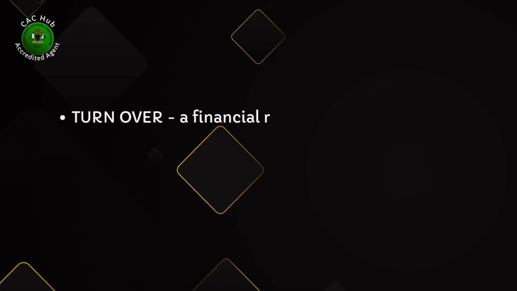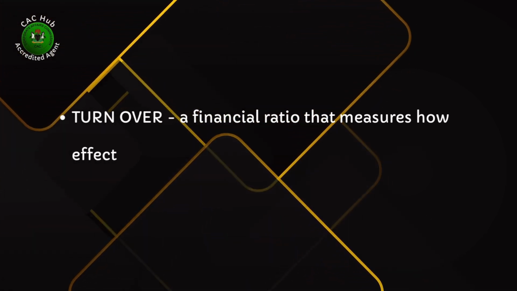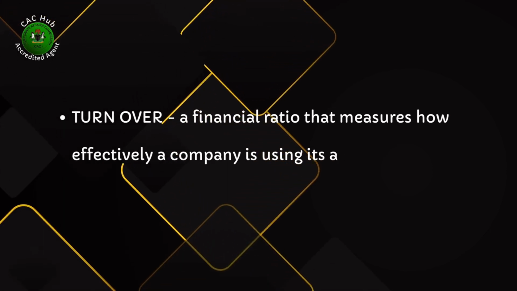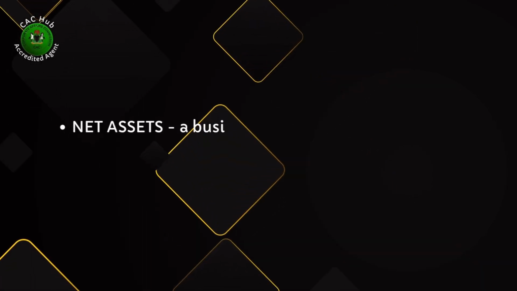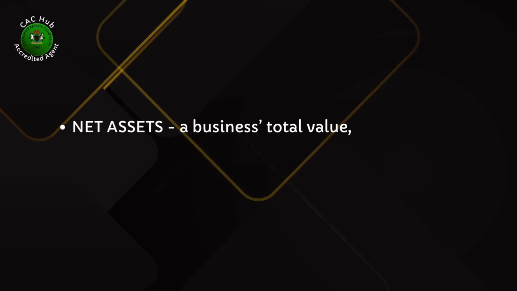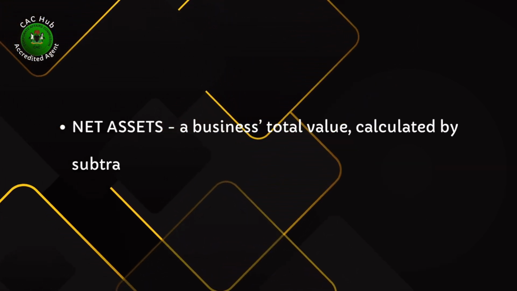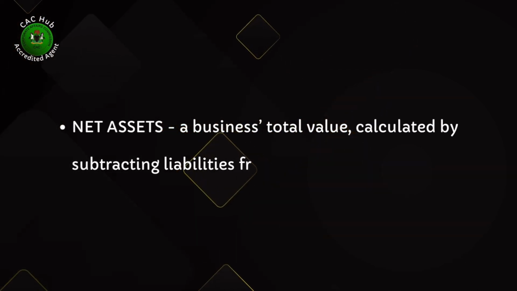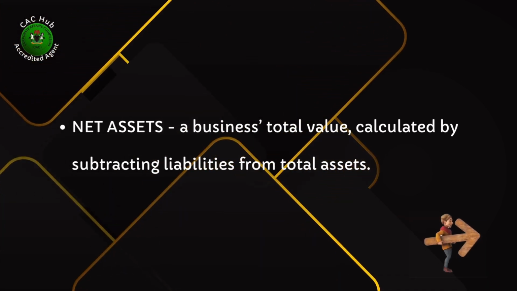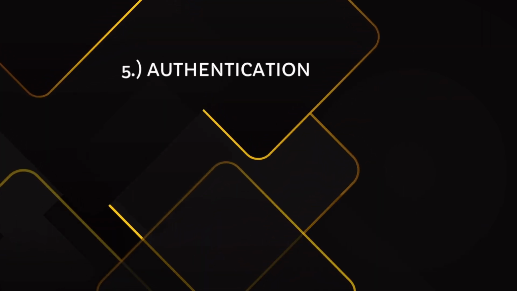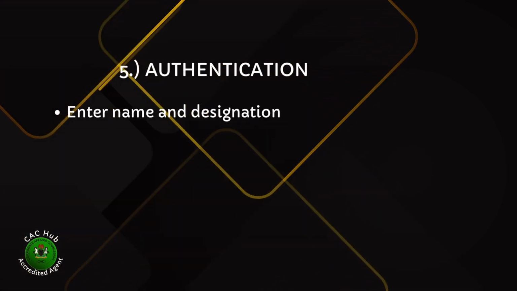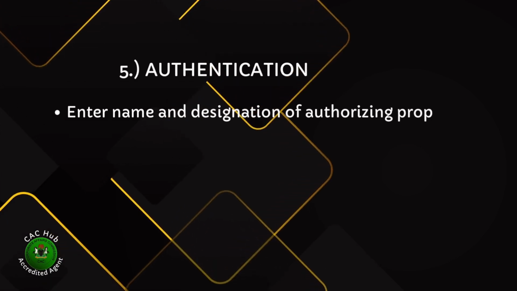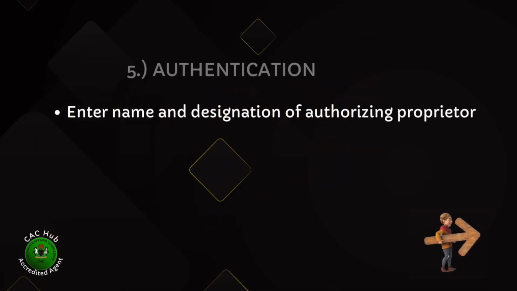What CAC requires as turnover is the total income the business has generated from selling goods or services over a specific period. Net assets, on the other hand, is the business's income after paying off all its debts. So you may want to consult with an accountant for a financial report before inputting any figures. The next step is authentication. This is where the name and designation of the proprietor who gave authorization for the filing is supplied.